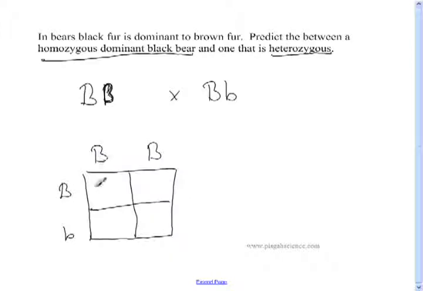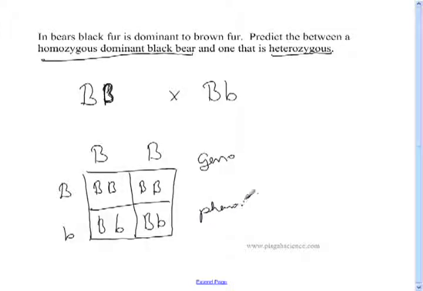And to fill in the box, I'm just going to bring this big B down, this B across. Big B down, big B across. This big B is going to come down, this little b is going to come across. Big B, little b. Alright, I'm going to come out beside there, and I'm also going to do genotype, and I'm going to do phenotype.